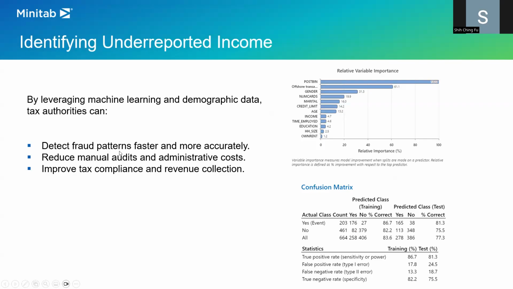So with tax fraud patterns, we can identify these patterns faster and more accurately. You can run the algorithm in just like 0.2 seconds and you get an answer straight away. Of course, it reduces manual work, lots of administration costs can be reduced, and it improves tax compliance and revenue collection. This is how you apply Minitab machine learning in a tax agency.